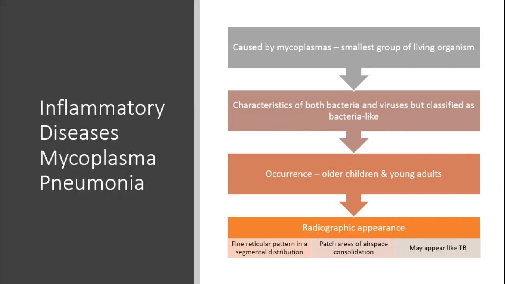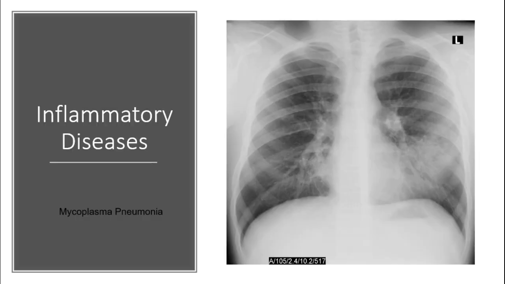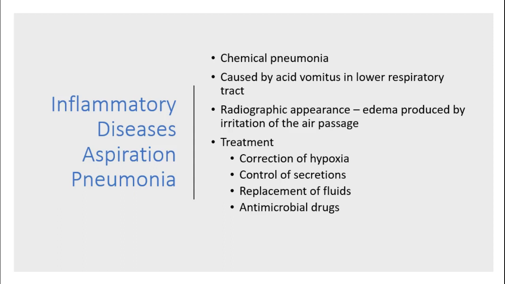All right. Mycoplasma pneumonia is caused by mycoplasmas. It's the smallest group of living organisms. Characteristics of both bacteria and viruses, but classified as bacteria-like. So it's usually older children and young adults, and it appears as fine reticular pattern in a segmental distribution. There's patchy areas of consolidation, and sometimes it looks like TB. So that's kind of scary. But if it's in the apices, it does. So you can see here, this whole area, you see how it's kind of patchy in its appearance. So that's what it looks like.